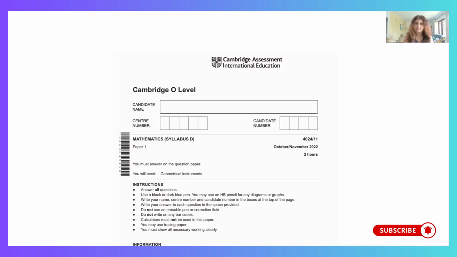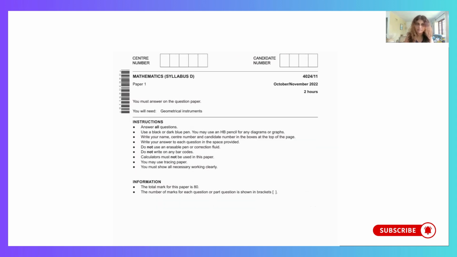So you can see this is the October-November paper, and for this paper they will give you 2 hours. Let's go to the first question. For this paper, it's not allowed to use a calculator. You have to do the workings by yourself. Okay, let's go to question 1.